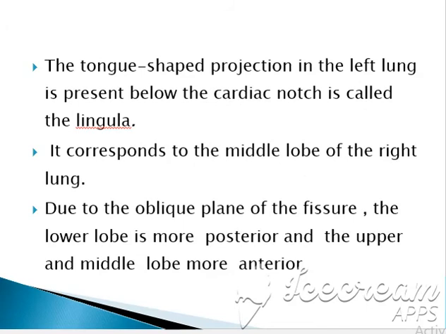Then here the tongue-shaped projection in the left lung, present below the cardiac notch, is called the lingula. It corresponds to the middle lobe of the right lung. And due to the oblique plane of the fissure, the lower lobe is more posterior and the upper and middle lobes are more anterior.